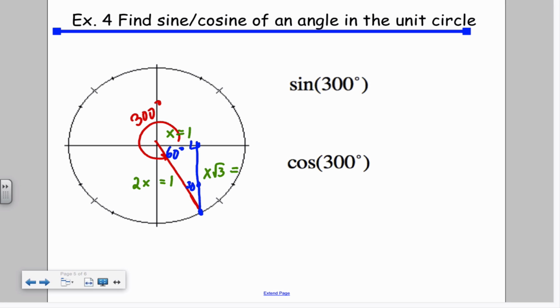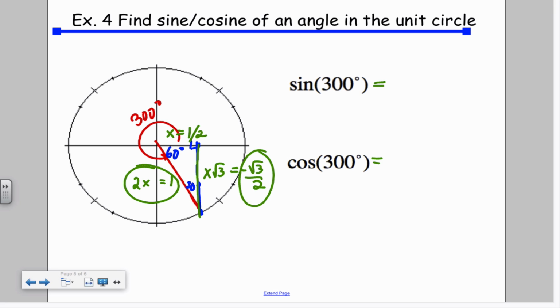And that means the blue side is going to be x root 3. Oops, I made a mistake, sorry. x should be 1/2. Because if I solve for x from this equation, I get 1/2. And that means this side over here is going to be root 3 times 1/2, or root 3 over 2. But there's a catch. Since we've gone down in the negative y direction, we're going to put a negative sign in front. So it's going to be negative root 3 over 2.